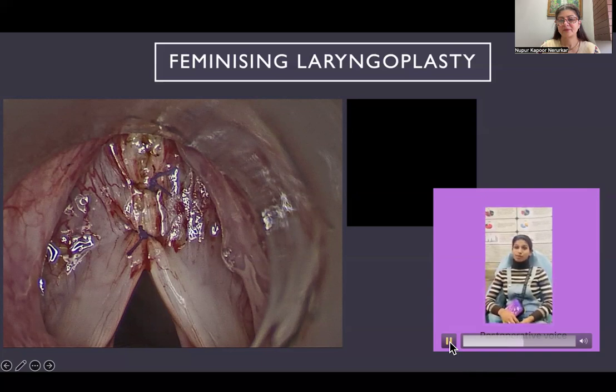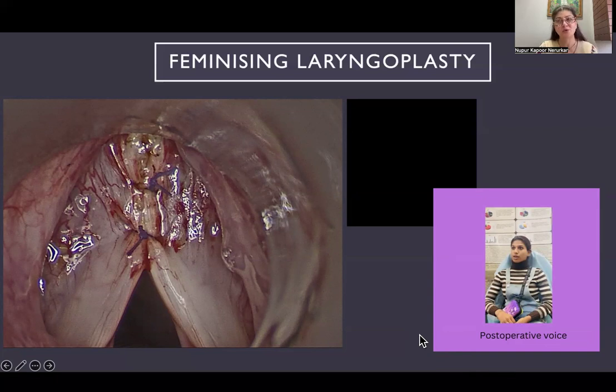Basically, she's saying that she's extremely happy with her voice and she didn't expect her voice to become so feminine and so quickly. So it's really a gratifying surgery.